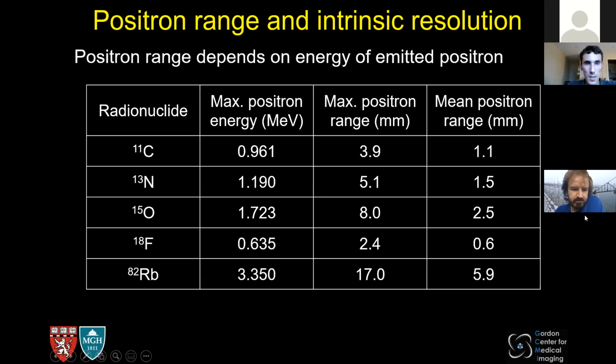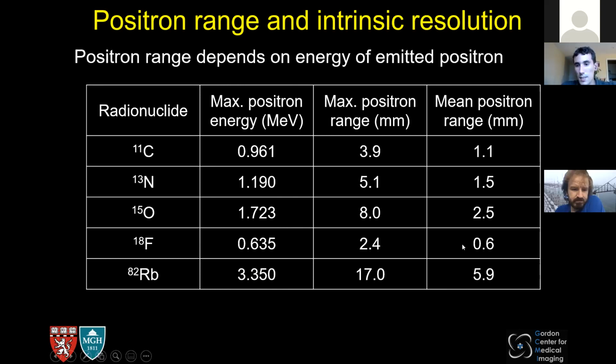So these are some positron range, mean positron range here on the right for different radionuclides. As I was saying before, this really depends on the energy that the positrons are given. So this is the maximum positron energy. You can see that, for instance, for rubidium-82 here, positrons have a lot of energy, so 3.3 MeV. So that is going to translate into a very large positron range.